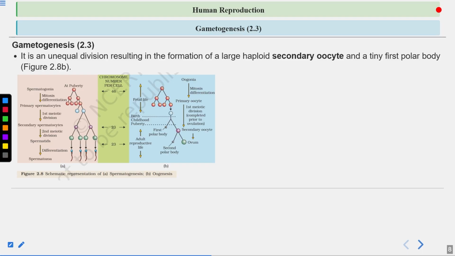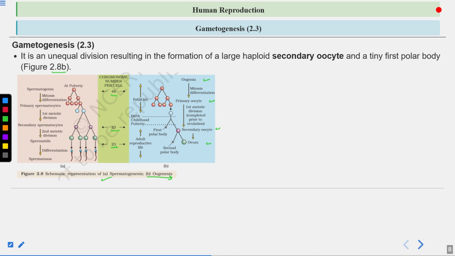Okay. So here you can see this is a schematic representation of spermatogenesis and oogenesis. Spermatogenesis we have already discussed. We'll consider it on figure 2.8b, which is this one. So here they have shown you a schematic representation of egg formation in females. They have shown the chromosome number, meaning the ploidy, and the entire process and the various cells that are formed, the various stages of oogenesis.